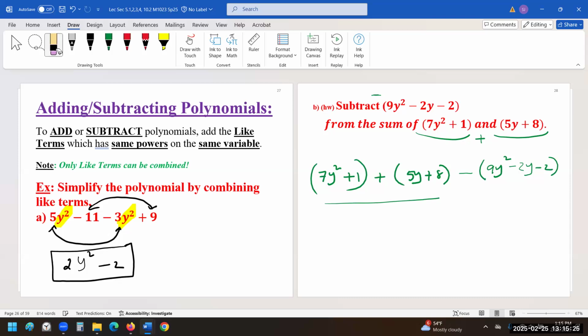And now go ahead. Add them, subtract them, combine like terms.